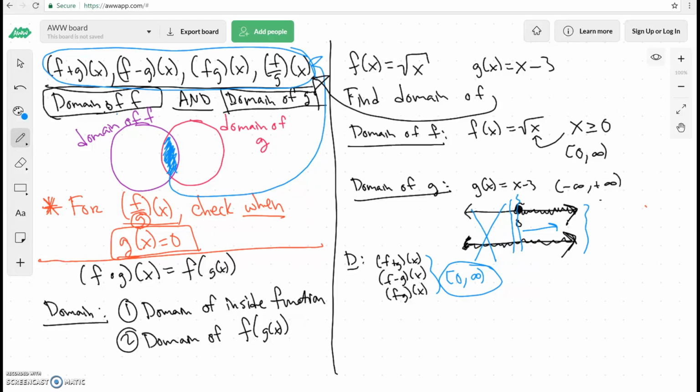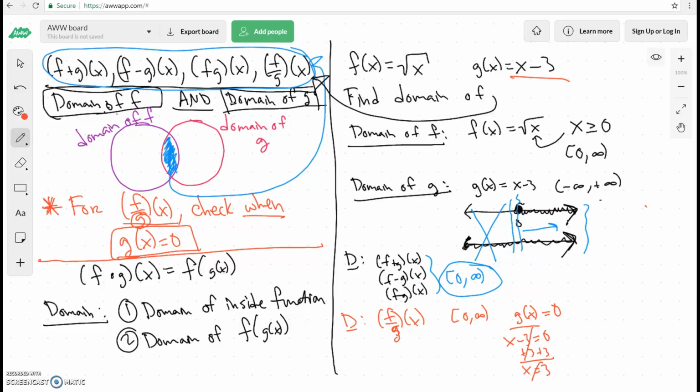Now, the domain of f divided by g of x, okay, so let me write that one in red. We need to be able to find what this is. Now we know that it's going to be exactly the same thing, 0 to infinity, but we have to be sure that we check when g of x equals 0. Now g of x in this case was equal to x minus 3. So when I add 3 over, I'm going to get x equals positive 3. So this is a number that g of x cannot be equal to.